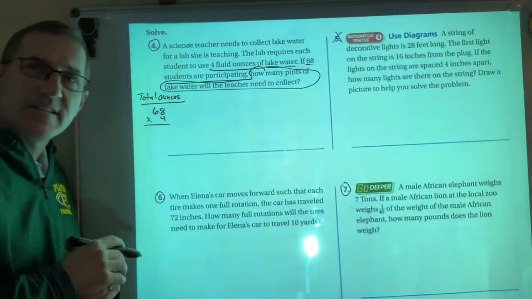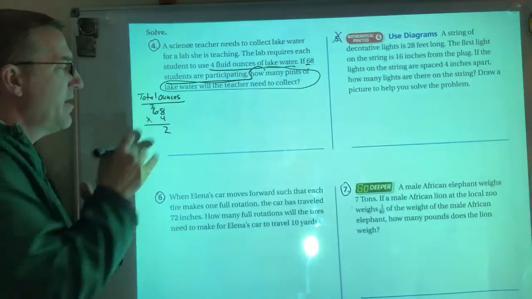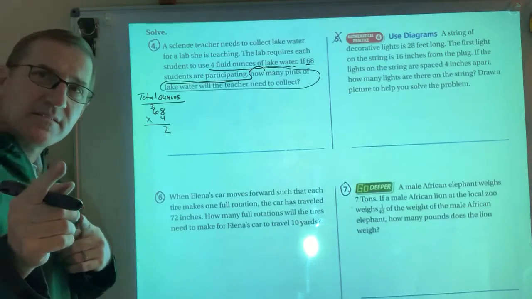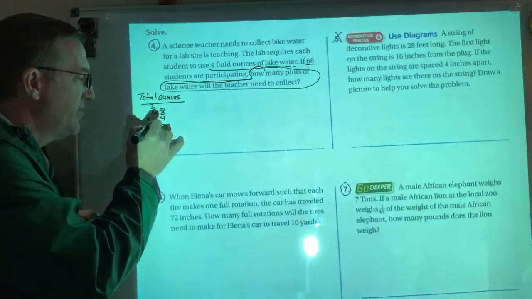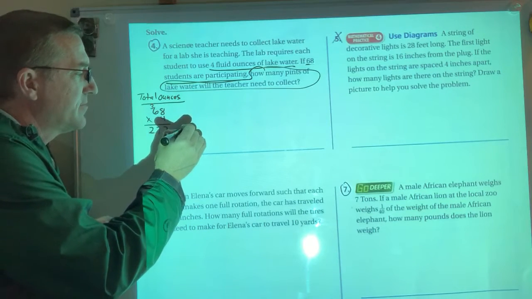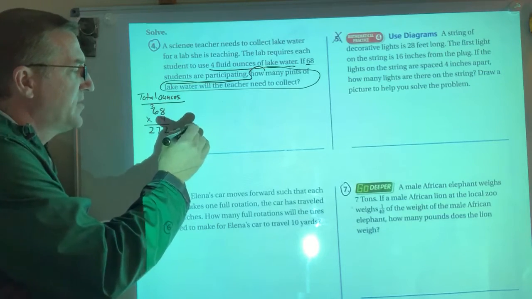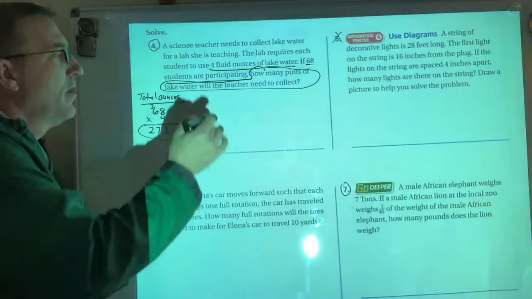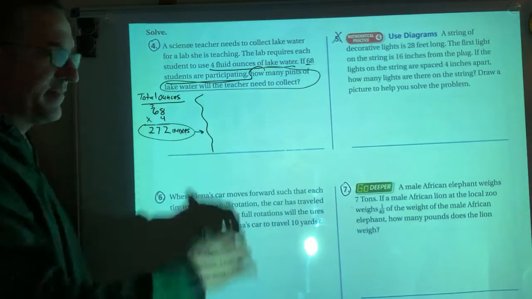4 times 8, 32. Put my 3 up here. 4 times 6, 24, plus the 3 gives me 27, right? So I got 272 ounces. Ounces. That's my total. Okay, I've got to go from this to pints.